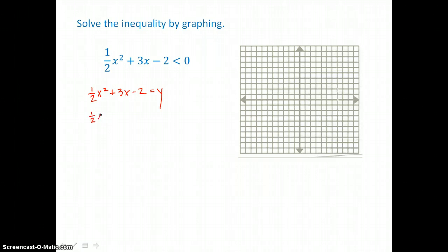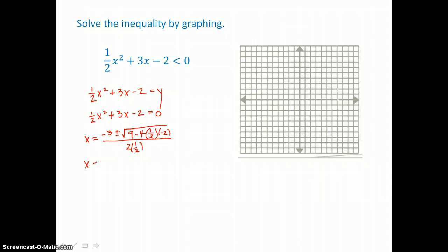So for this parabola, in order to graph it, I'm going to find x-intercepts. I'm going to let y equal 0 and solve for x, but I'm not going to try and factor this trinomial because of that a value that's a fraction. I'm going to use the quadratic formula to find my x-intercepts. So x equals -b, and b is 3, plus or minus the square root of b squared, which is 9, minus 4 times a, which is 1/2, times c, which is -2, all over 2a, or 2 times 1/2.